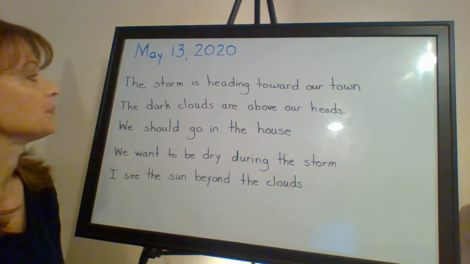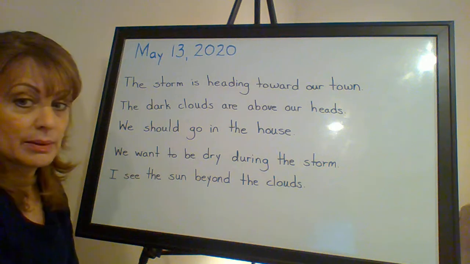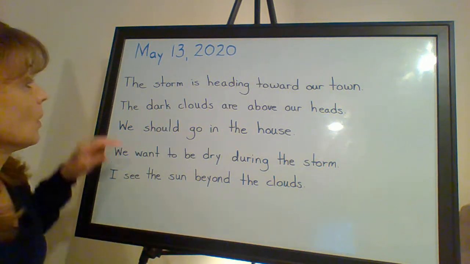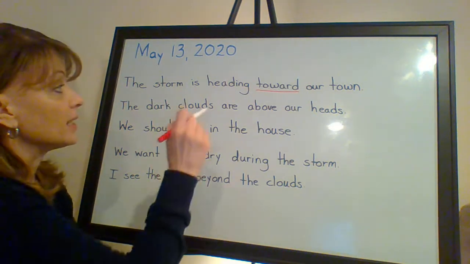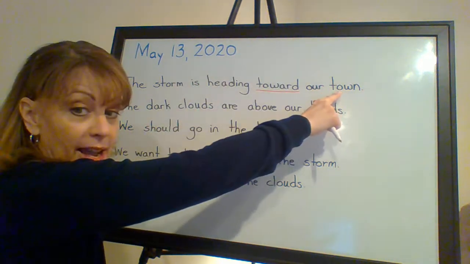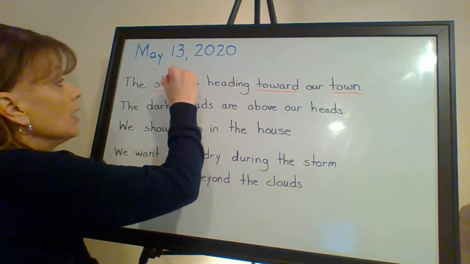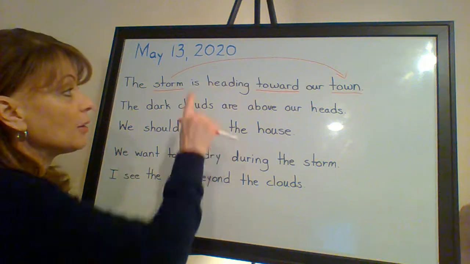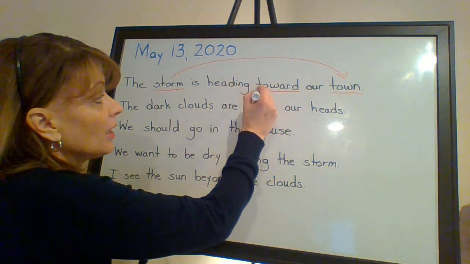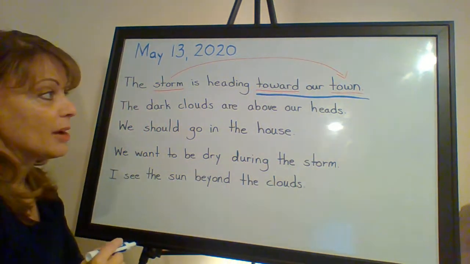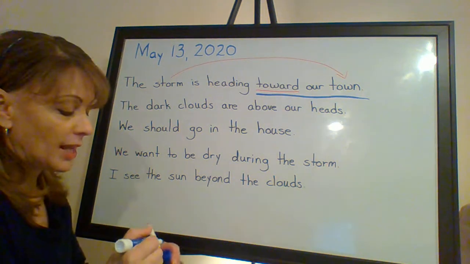Getting fancy with my little sheet, aren't I? So let's look. The storm is heading toward our town. Well, where is the storm heading? Toward. The word toward is the preposition that connects the storm to the town. So we have to find the noun, which is the storm, and it connects to another noun. How is the storm connected to the town? It's going toward our town. So if I was looking for the entire prepositional phrase, it begins with the preposition and ends with the noun. Toward our town is the prepositional phrase. Toward is the preposition.